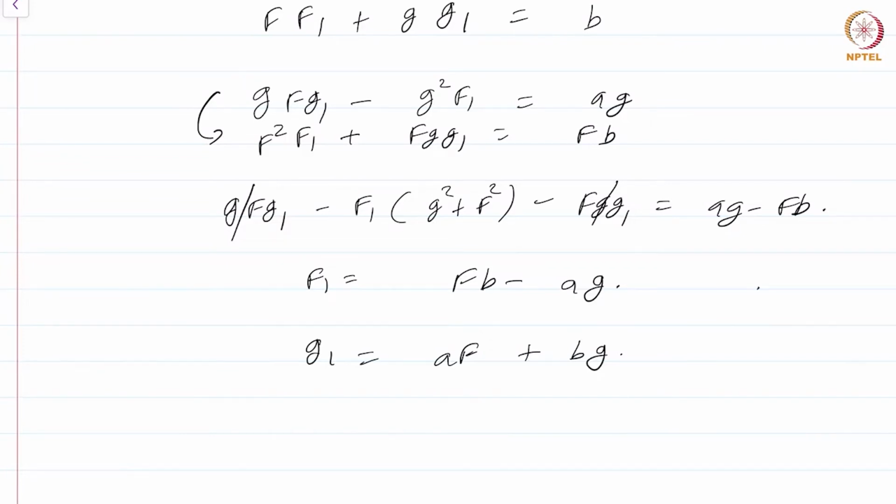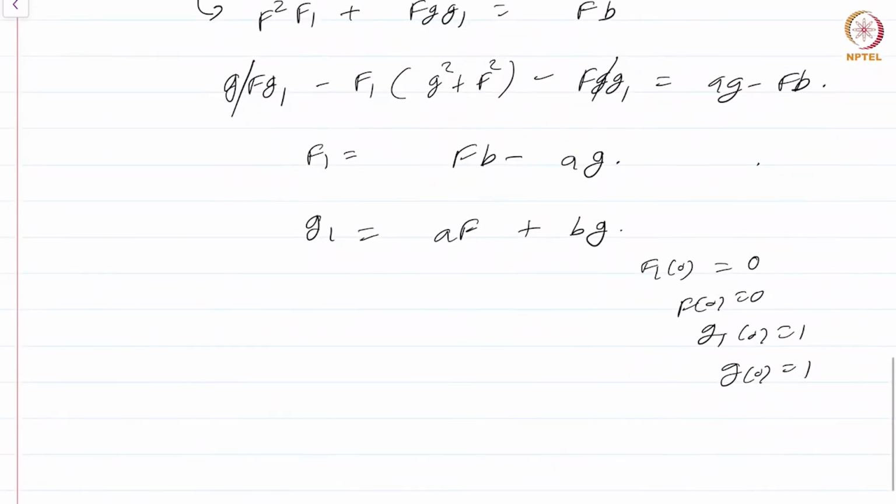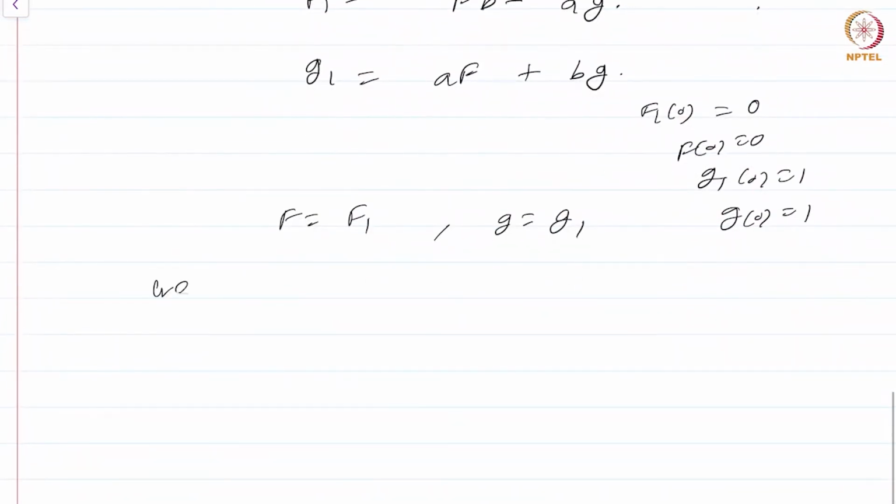Okay, so we have managed to get the expressions for f1 and g1 in terms of f and g. Now this helps us a lot because we know that f1 of 0 is equal to 0 and f of 0 equal to 0, and g1 of 0 equal to 1 and g of 0 equal to 1. We know all of this. Now setting x equal to 0 in both these equations immediately gives f equal to f1 and g equal to g1. This comes because you can determine the constants. The constant a will be 0 and the constant b will be 1. So we have proved uniqueness.